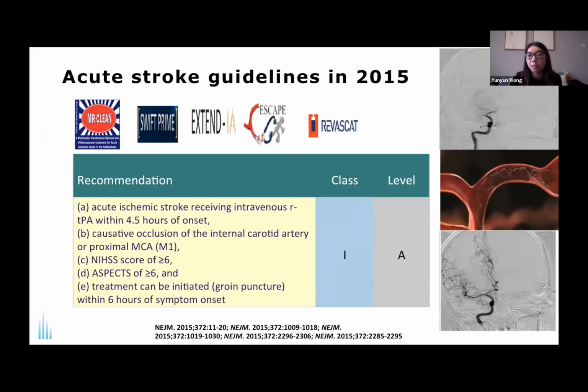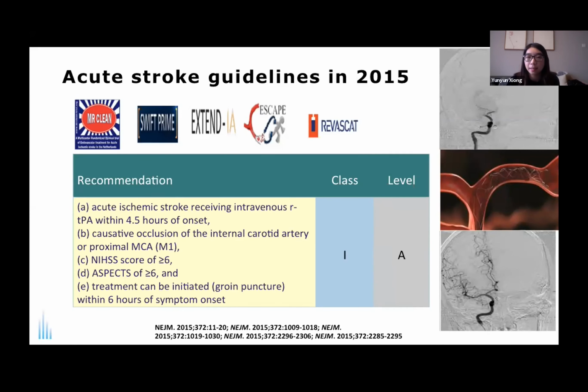For stroke patients with large artery occlusion, for example, this patient had a right-side internal carotid artery occlusion, with the middle cerebral artery and anterior cerebral artery showing here. The fastest way is thrombectomy, using stent retrievers to retrieve this thrombus outside the vessel, in order to improve recanalization and reperfusion.